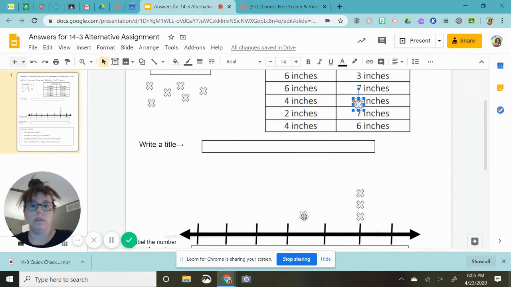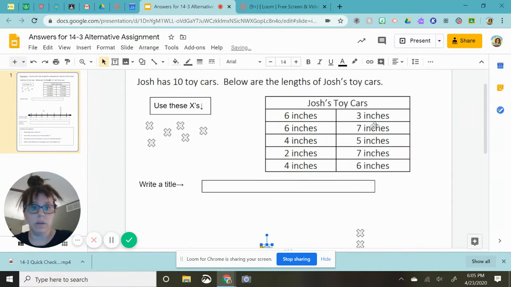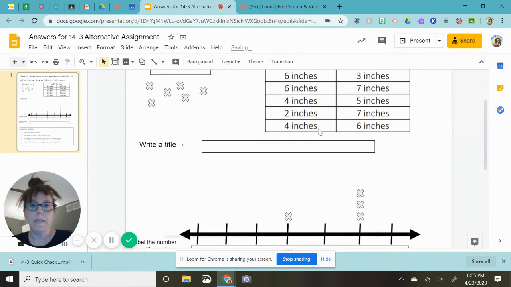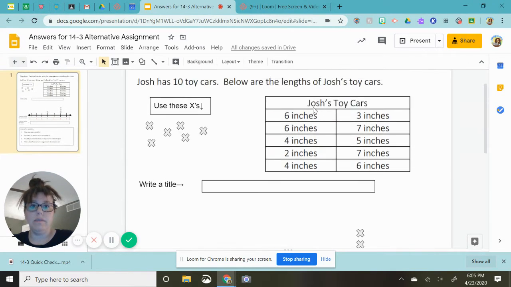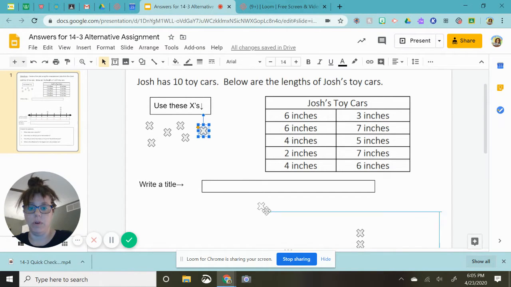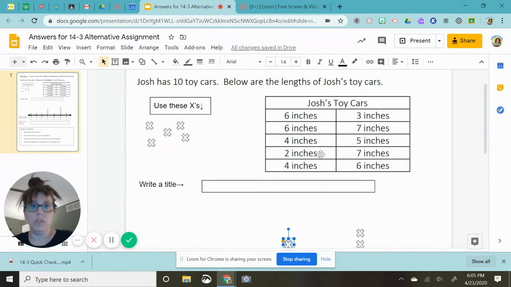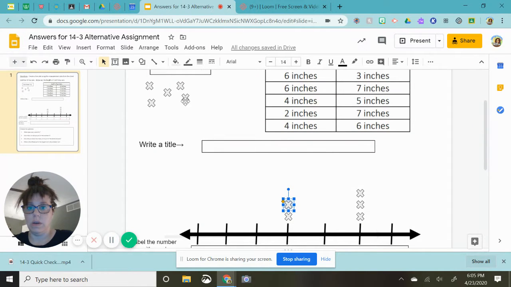How'd that get over there? 4 is only on there 1 time, so I will put my 1 X at 4. Oh, sorry, 4 is on there twice. Gotta put, see, 1 here and 1 here. I gotta get 1 more on there. All right, so 2 is only on there once. So I'm gonna take this and put it on my 2.